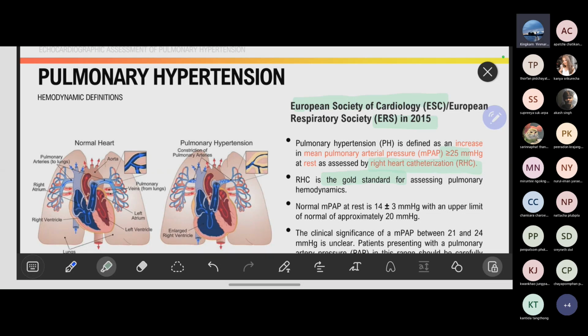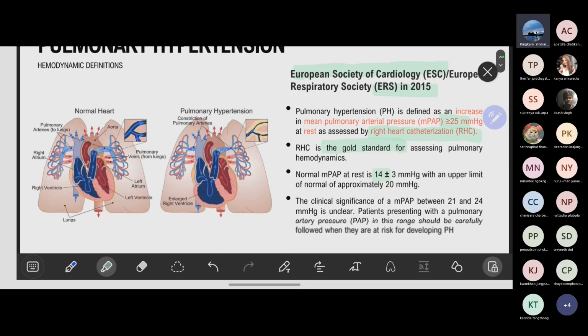And the normal mean pulmonary artery pressure is 14 millimeters of mercury, and for patients who have a mean pulmonary artery pressure of 21 to 24, this should be carefully followed.